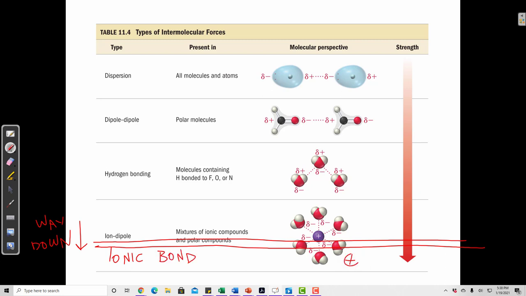An ionic bond is between full plus and full minus. And finally, covalent bond. Covalent bond is the strongest. Triple covalent bond is the absolute strongest. And covalent bond is where I share the electrons. They're shared. There is no partial plus and partial minus. So ionic bonds and covalent bonds are far, far stronger than any of these forces. But all the forces are similar in that it's always plus being attracted to minus.